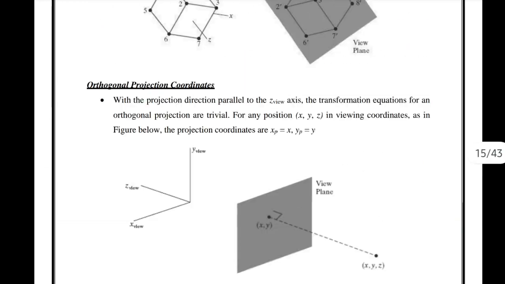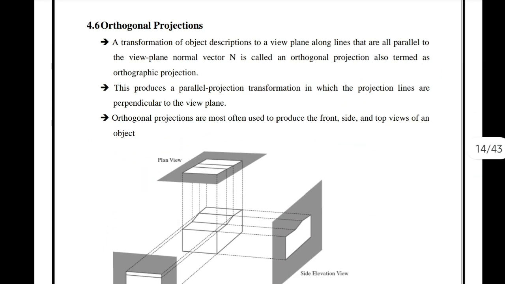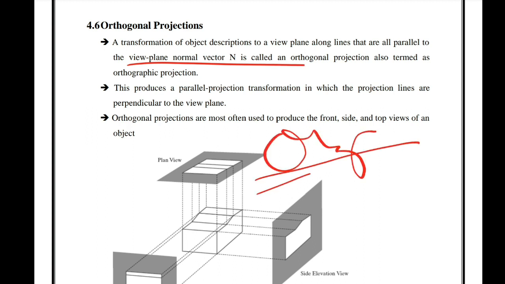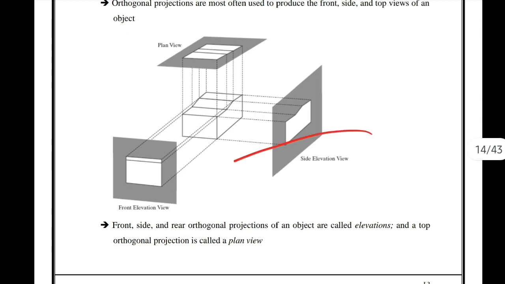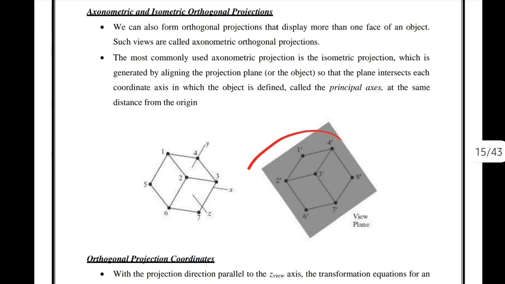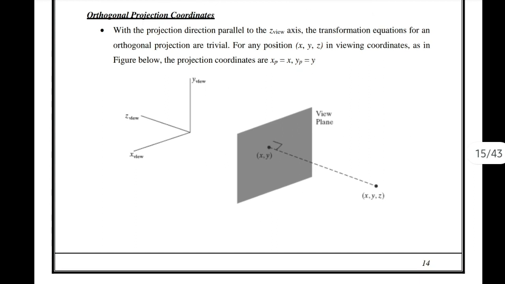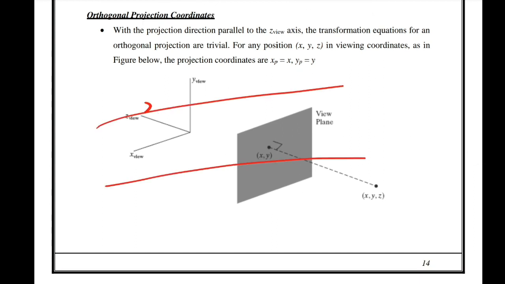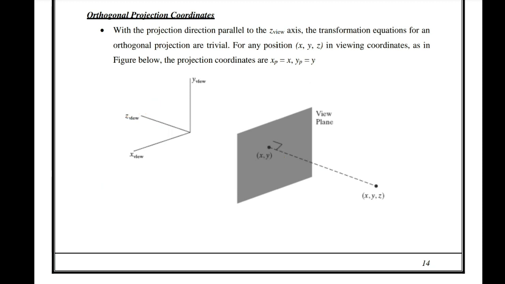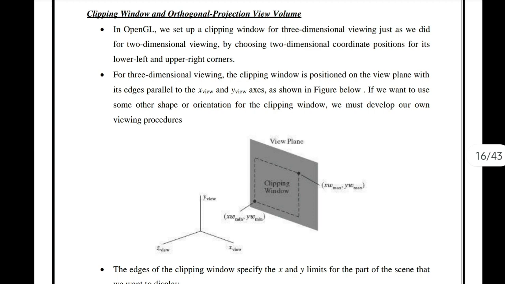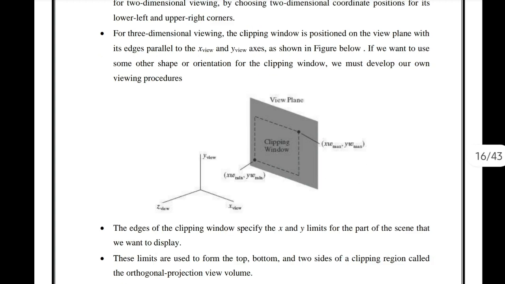Let me wrap up: what are the things you need to keep in mind if they ask you in the exam? You need to mention what orthogonal projection is. There will be normal vectors, and the parallel lines will be there. Object size will be preserved. These are the different views: elevation views, the plan view, which is the top, and the front and rear views. Here you will be seeing multiple faces, that is known as axonometric or isometric orthogonal projections. Since the distance between two parallel lines is the same, it will be trivial, and you need not have transformation equations for it. And the clipping window is defined between 2 points, x min, y min, and x max, y max.